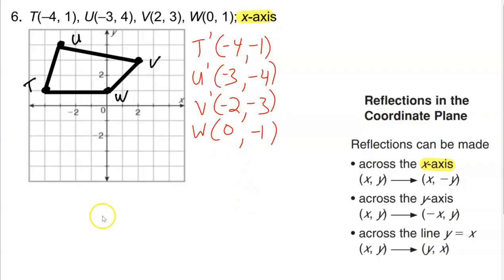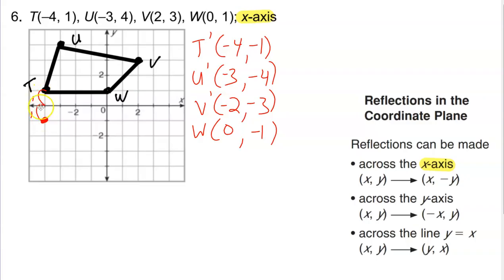Okay, so we get that by changing the y. So you see over here in the instructions it says change the y to the opposite of what it is. Again, if it was already negative, we will make it positive. Alright, so now we're going to plot out each point.